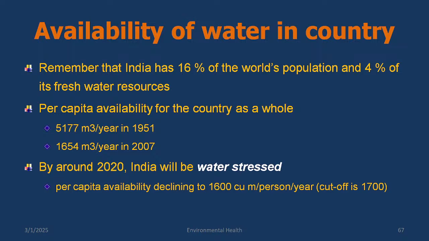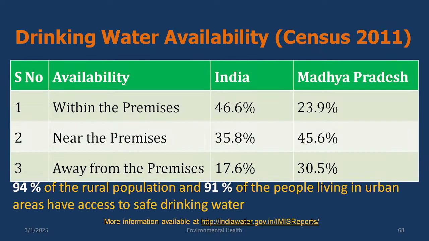We talked about the water bright spots in Maharashtra. What is the availability status? As per the last census, NFHS and census, within the premises only 46% of water was available, and in Madhya Pradesh only nearly 24%. Near the premises 35%, and away from premises that much. So safe drinking water availability is 94 to 91% by various methods.